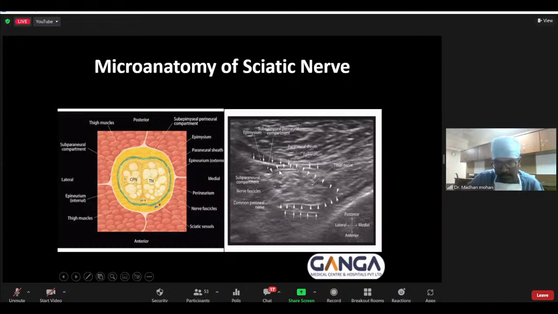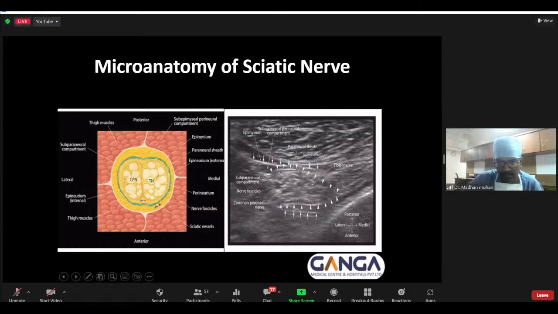And then this arrowhead is the paraneural sheath, and inside this is a subparaneural compartment. So it's marked here, subparaneural compartment. This is our area of interest. Local anesthetic has to be deposited inside the paraneural sheath in the subparaneural compartment.